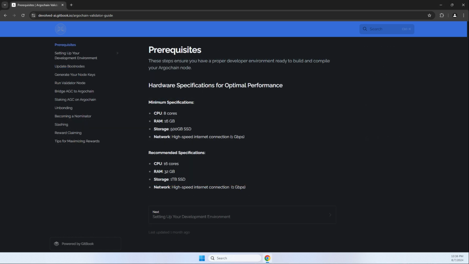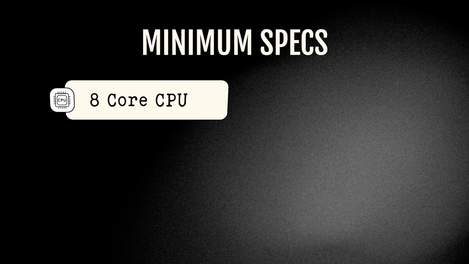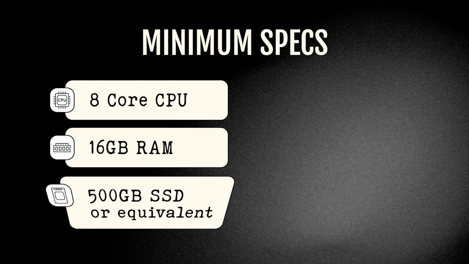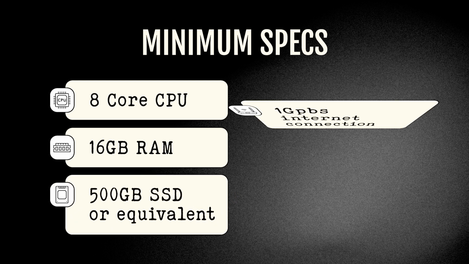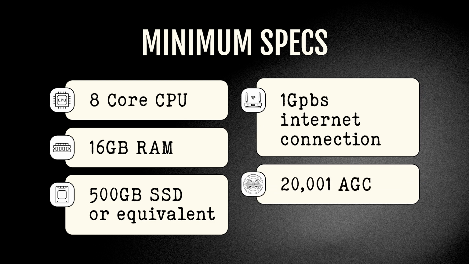Before we begin the setup, let's cover a few best practices. The minimum specs for a validator are an 8-core CPU, 16 GB of RAM, 500 GB SSD, NVMe or equivalent, and a high-speed internet connection of 1 gigabit per second with low latency. You will also need a minimum of 20,001 AGC to stake.